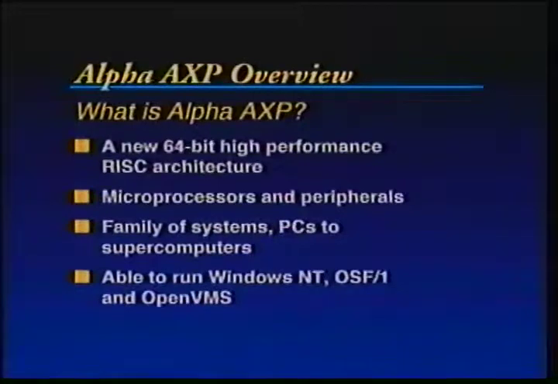As you, I'm sure, know, the Alpha AXP uses a 64-bit RISC architecture. Now, some of you may say, Windows NT is a 32-bit operating system. Why would I want to run Windows, a 32-bit operating system, on a 64-bit architecture?